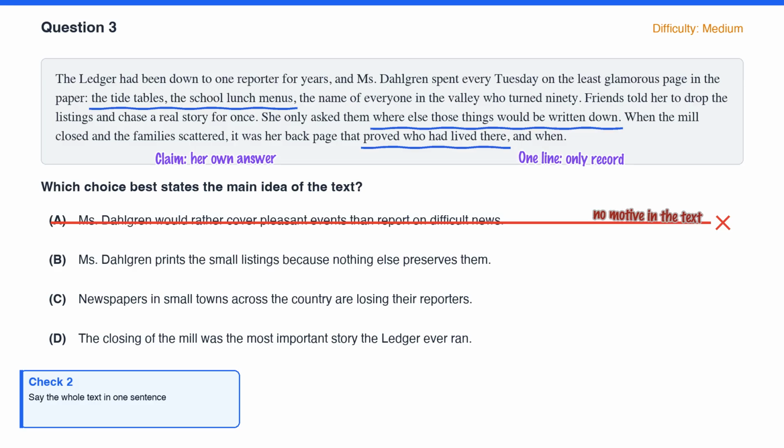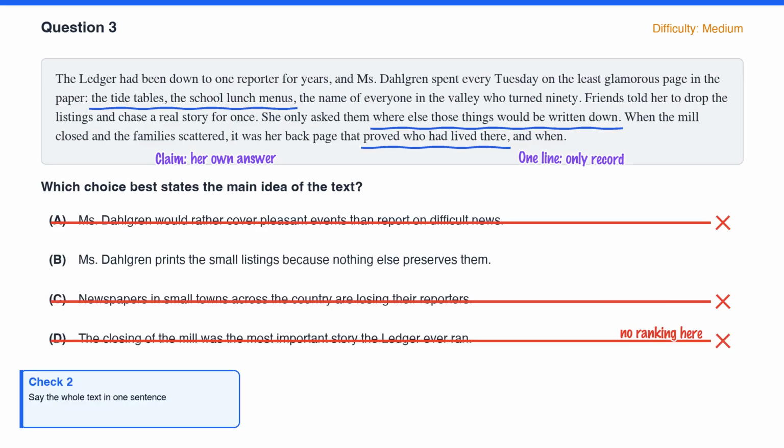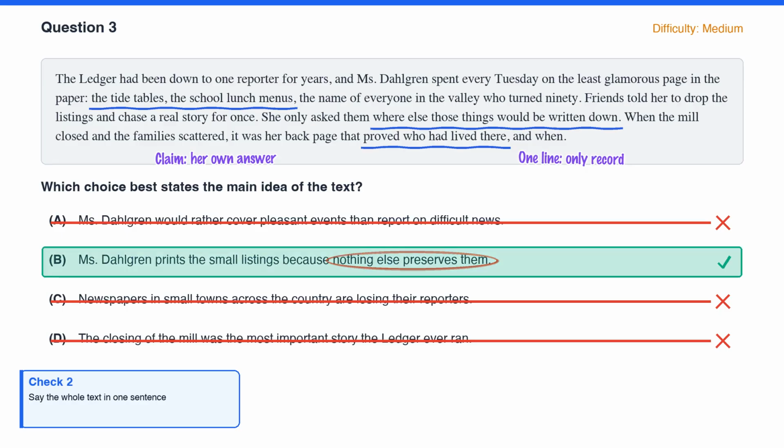Cut it. C says newspapers in small towns are losing their reporters. One paper with one reporter is the setting, not the subject. Off the board. D says the mill closing was the most important story the Ledger ever ran. The passage never ranks a single story. Eliminate it. B says she prints the small listings because nothing else preserves them. That is her own answer, almost word for word. B holds.